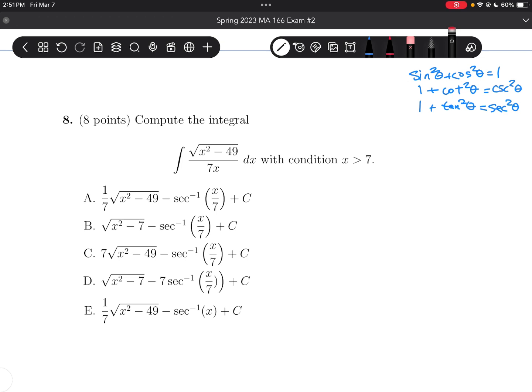You should memorize it. You can derive these two by dividing the first equation by sine squared theta and cosine squared theta, respectively. Okay, so yeah. And I'm going to actually rewrite this first equation as 1 minus cosine squared theta equals sine squared theta.